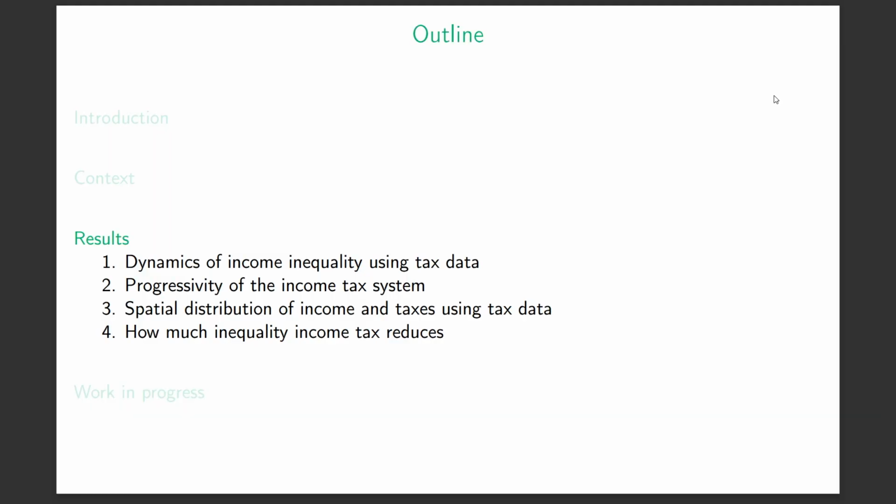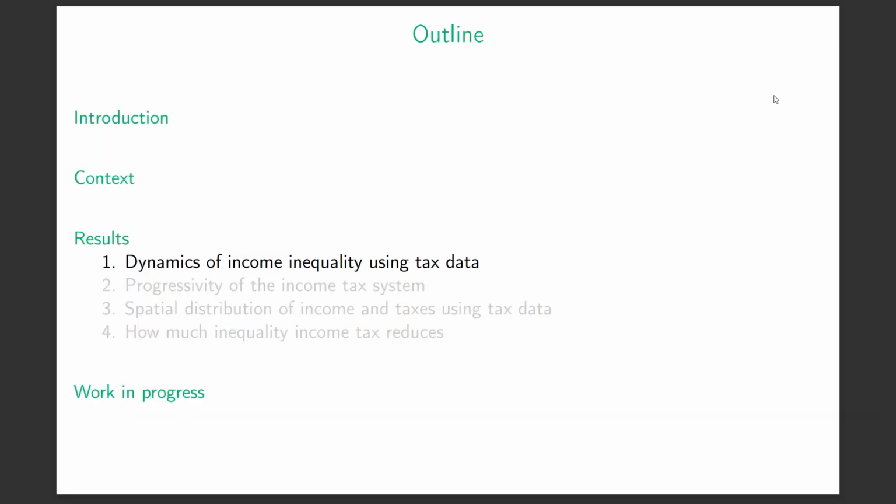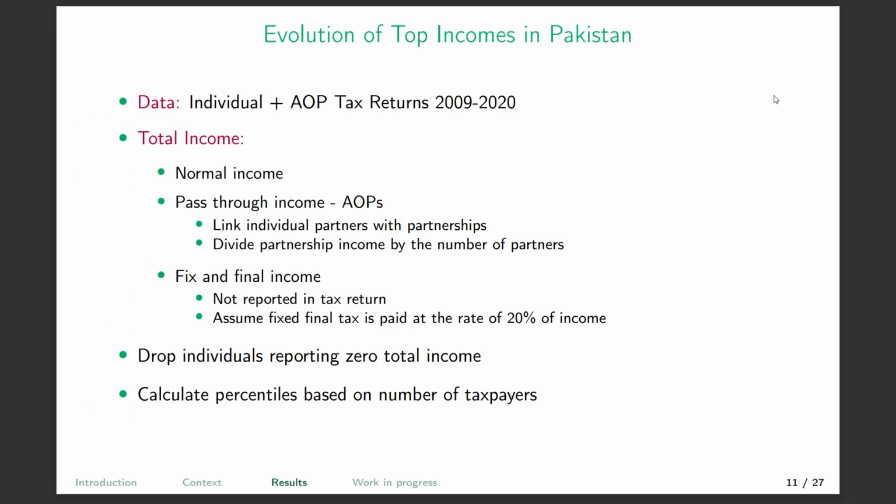All right, so let me show you our initial results. First is in terms of income inequality in this time span. Our data is the universe of tax returns from 2009 to 2020. Our income measure is what we refer to as full income, so it includes income from pass-through sources. If you're a part of a partnership or you're a sole proprietor, that income is included as well. And we also include our imputed fixed and final income.